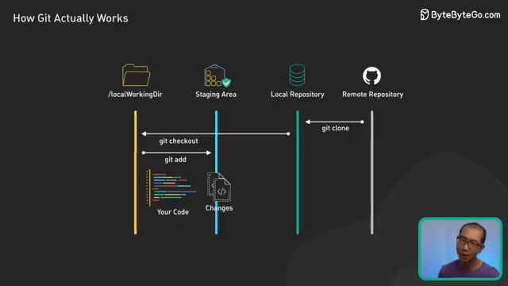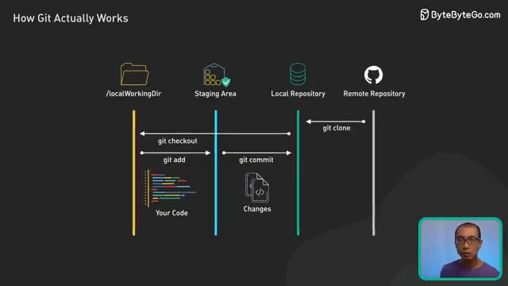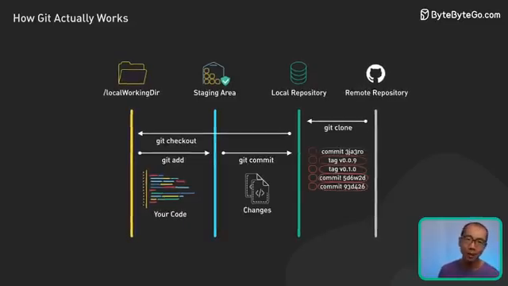The next step is to use git commit, which takes a snapshot of the staging area and saves it to your local repository. This locks in those staged changes by creating a permanent record that you can refer back to, like a snapshot in time.